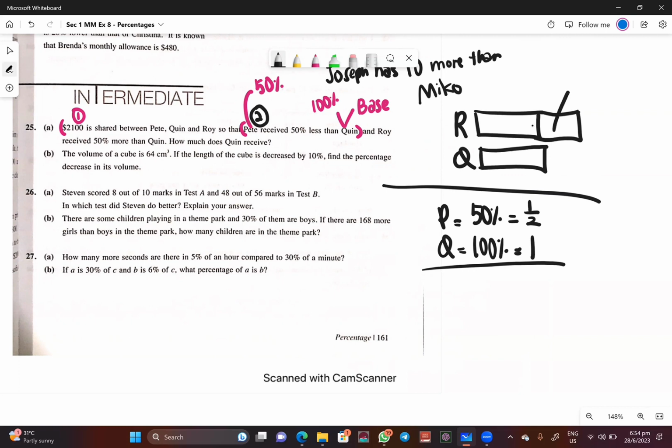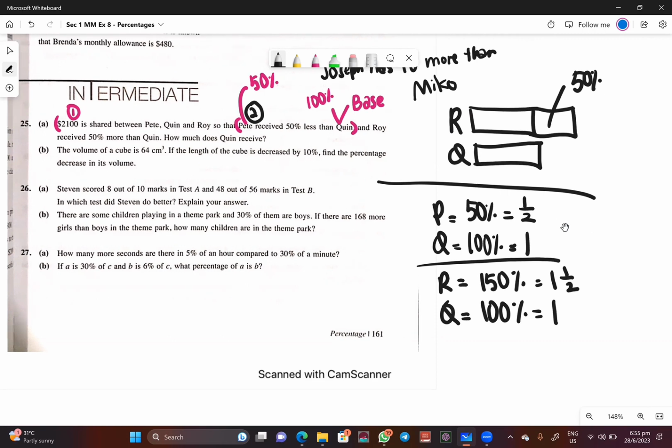So Roy is 50% more. So this is 50% more, true? So Roy cannot be my base. That means Roy is actually how many percent? 150%. You understand so far? And then compared to Queen, Queen will just be 100%, which gives me 150%. You press your calculator, you put 150 over 100, and you get 1/2, or some people say 3/2.